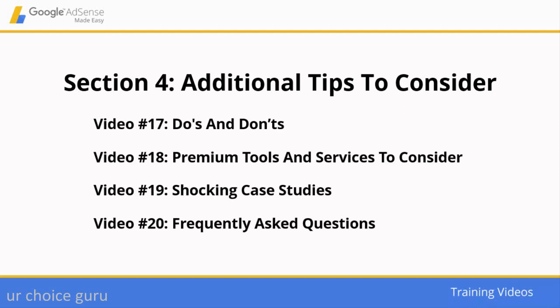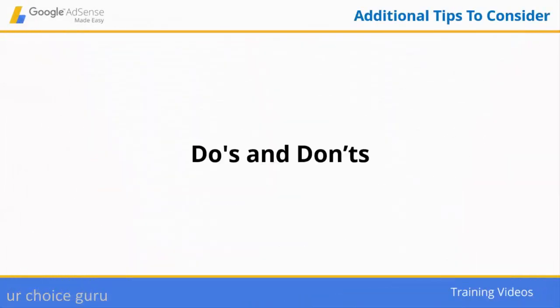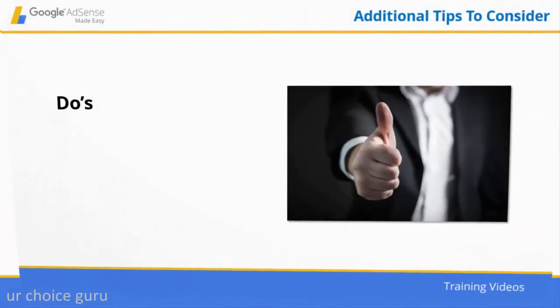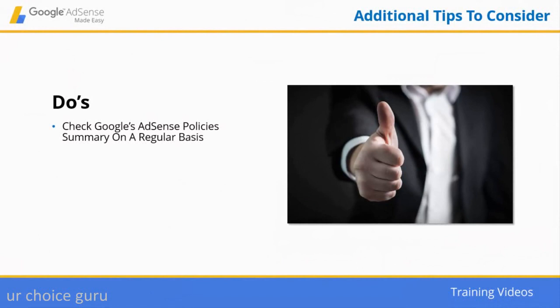So let's start by discussing what are the best practices and what are the things to avoid as an AdSense publisher. Do's and don'ts. Do's. Check Google's AdSense policies summary on a regular basis. Google is constantly updating its AdSense terms of use and policies, so it is a good practice to constantly check its policy support page as well as to avoid violating newer rules or terms of service.